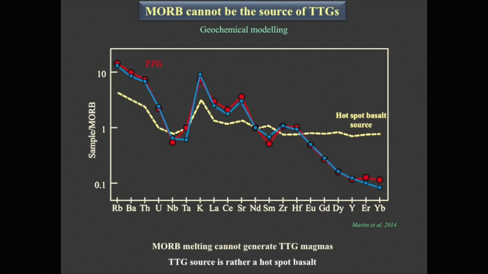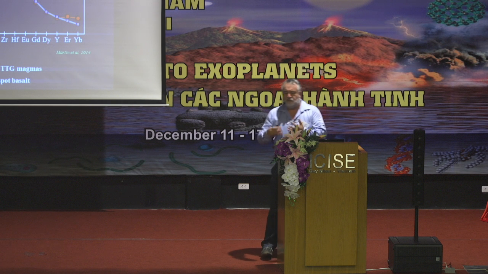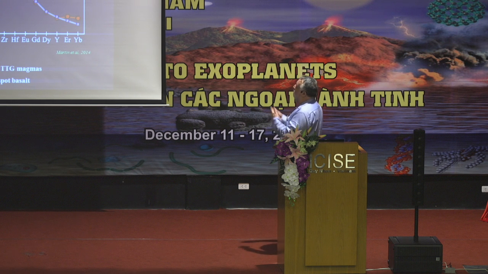So we can try another possibility. It's possible to model the melting of another kind of basalt. This is a basalt from a hotspot, from some kind of oceanic plateau, for instance. So this basalt is richer in some elements. And if we compare, of course, with TTG, the result of modeling is in excellent agreement with the data. So this is the first point. If we look at modeling, it seems that melting of a MORB, of oceanic basalt, cannot account for the composition of Archaean TTG, and the best source should be some oceanic plateau basalt.